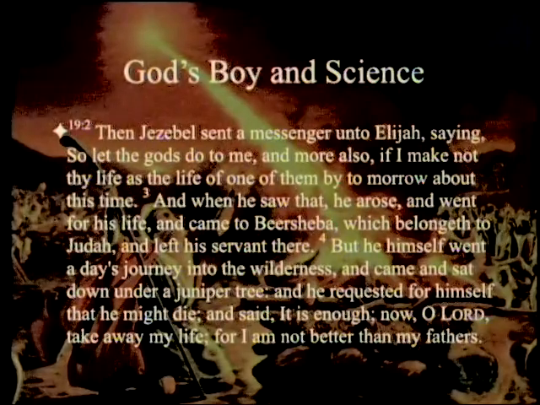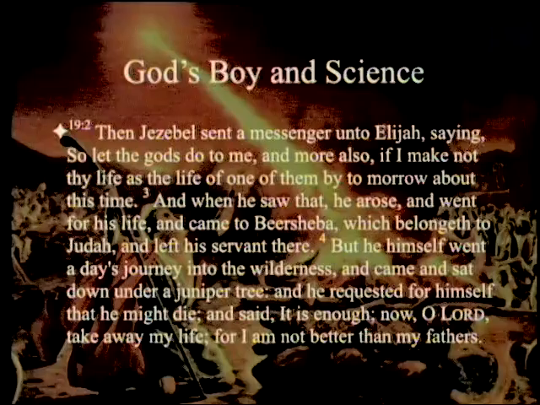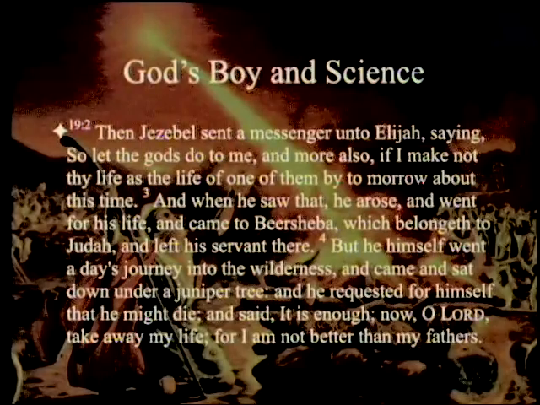And so Elijah, instead of standing up and saying, listen, God is going to protect me, he took off. When he saw that, he arose and went for his life and came to Beersheba, which belongeth to Judah, and left his servant there. But he himself went a day's journey into the wilderness, out past where even the Judahites could have protected him, out where he'd be alone. And came and sat down under a juniper tree, and he requested for himself that he might die, and said, it is enough now, Lord, take away my life, for I am not better than my fathers.